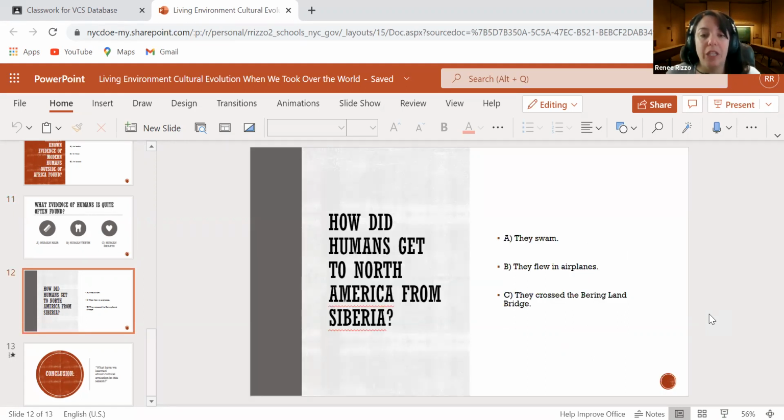So the next question: how did humans get to North America from Siberia? A, they swam, B, they flew in airplanes, or C, they crossed the Bering Land Bridge. So you can definitely right away eliminate B, they flew in airplanes, because this was millions of years ago and they would not have had airplanes. So you could definitely go into that with your students. And the correct answer here is C, they crossed the Bering Land Bridge.